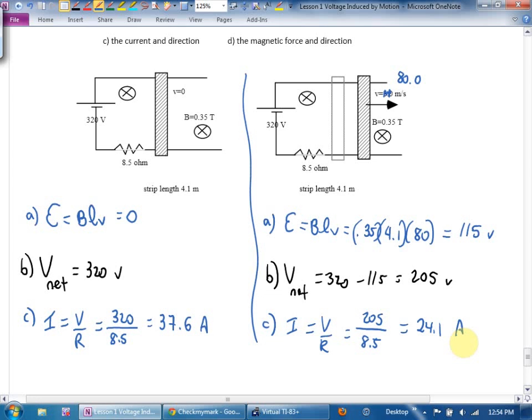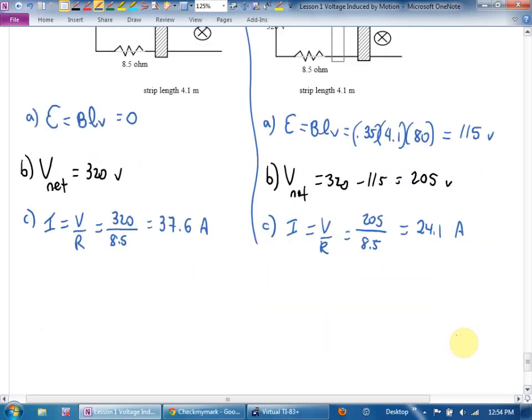D, find the magnetic force and the direction. Magnetic force on a wire or a metallic bar is BIL. By the way, I'm pretty sure the direction is to the right, isn't it? Because if it was to the left, this would be a pretty stupid railgun. I mean, you know, right? Although if you had it going towards, well, yeah.